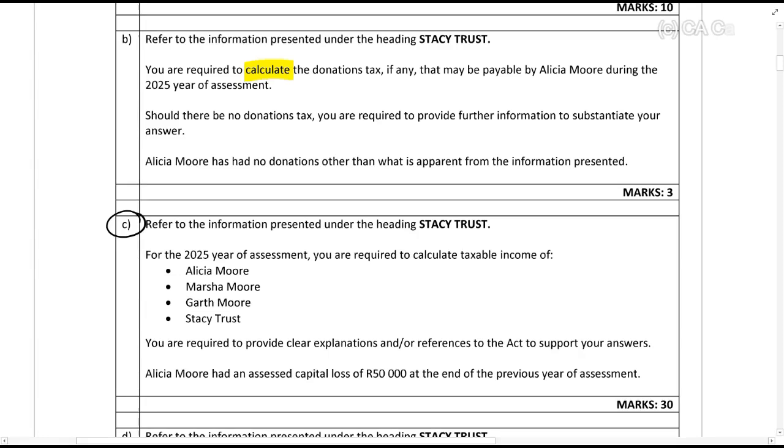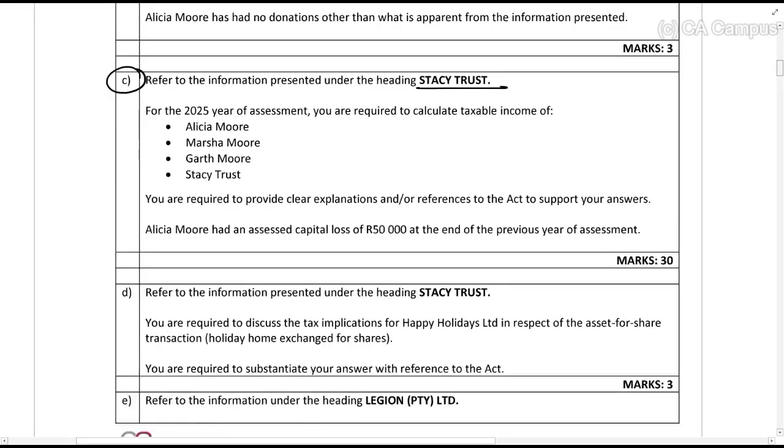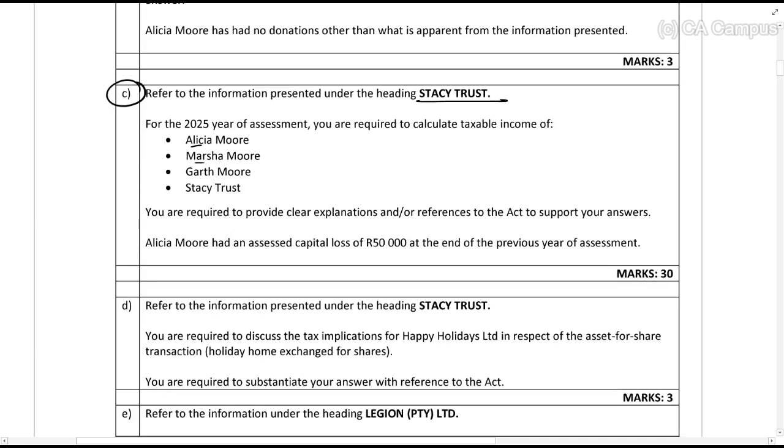Right, so now C. Refer to the information on the Stacy Trust. You are required to calculate the taxable income of Alicia, Marcia, Garth, and the Stacy Trust. Provide clear explanations with reference to the Act. Alicia Moore has had an assessed capital loss of 50,000 rands at the end of the previous year of assessment. Okay, so a 30 mark, big one here. This question tests quite a bit of trusts. It also tests your knowledge of CGT and trusts, as well as Section 7, as well as in general some income rules and things. So it's reasonably comprehensive.